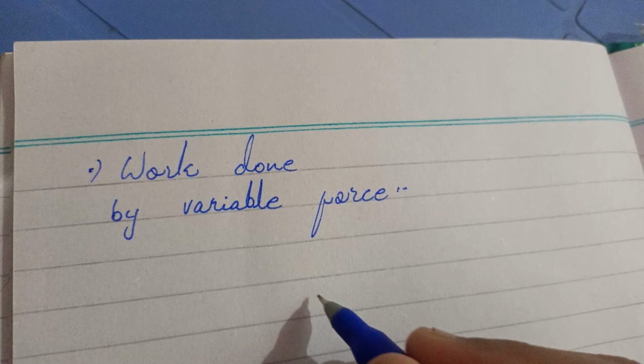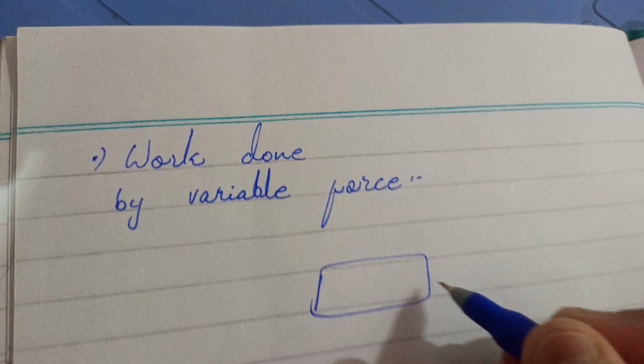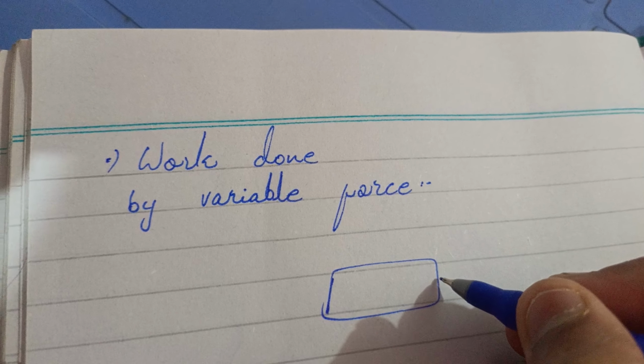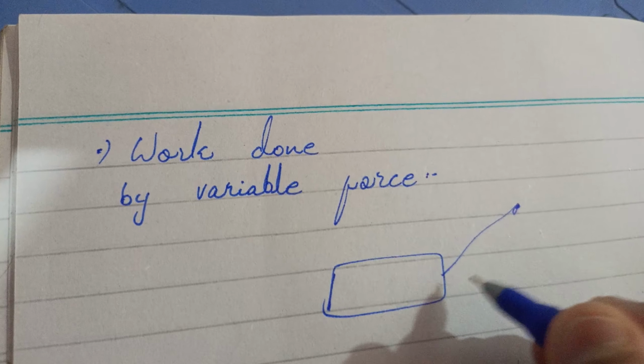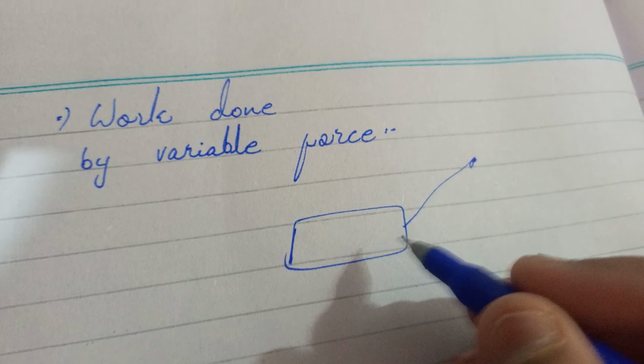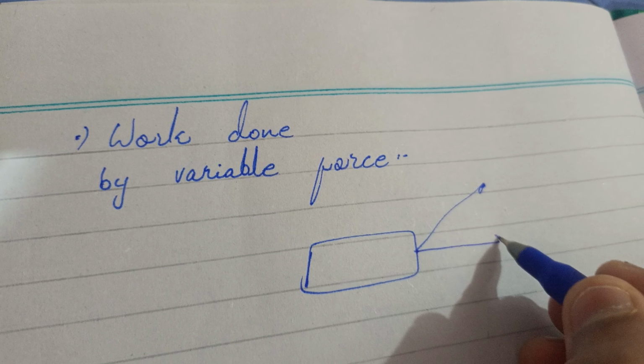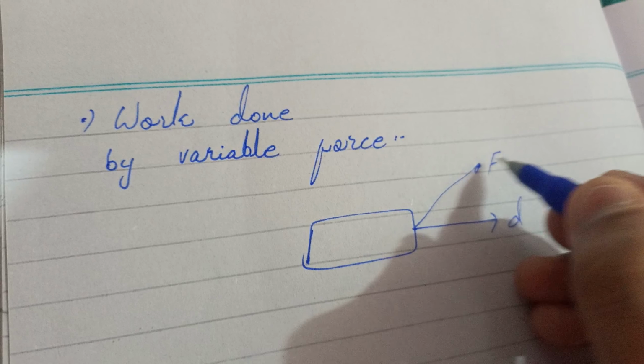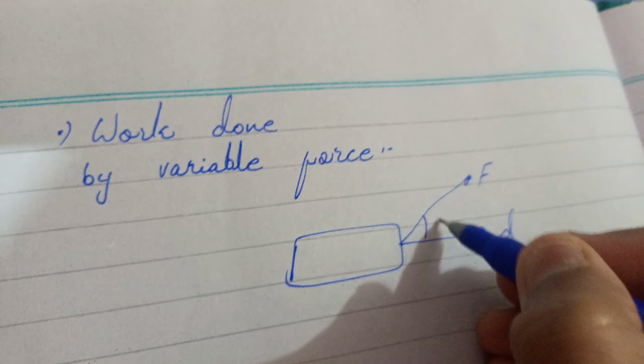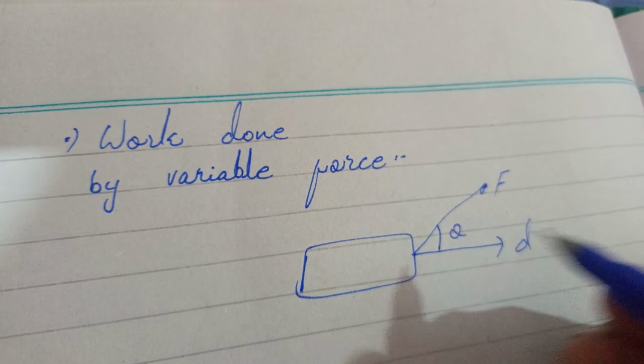Previously we discussed that we have a body here, and if we apply the force in this direction, the displacement covered by this body will be in this direction, meaning the displacement and the force will be in the same direction, and obviously there will be an angle. For example, the displacement is 5 meters and the force is 4, for example.